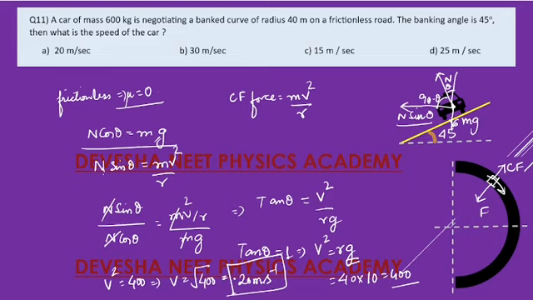Normally, if by any chance they do not provide you the value of g, then you can take it as 9.8. So the answer to this is the first one here, 20 meters per second, okay? I hope that is clear to you. Now we'll move to the next question.